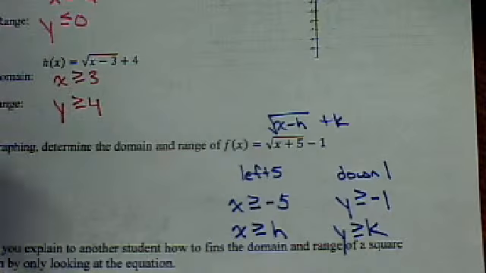Now, part of the reason we're doing this activity is so that you can start to make predictions about what the changes to the parameters in the equation will actually do to the graph and to its domain and range without ever having to graph it.